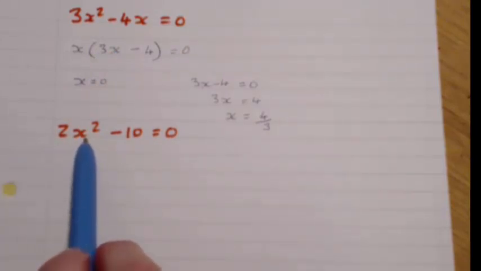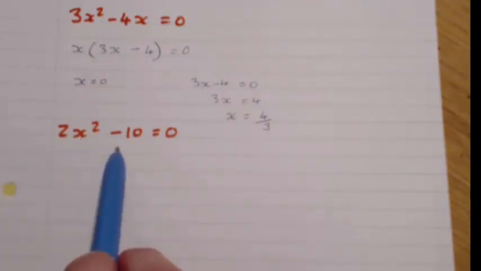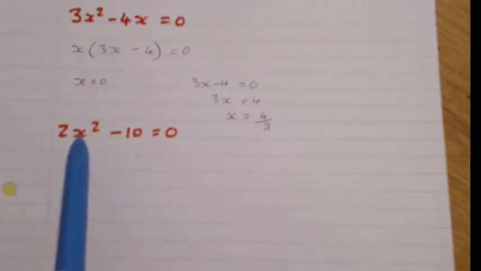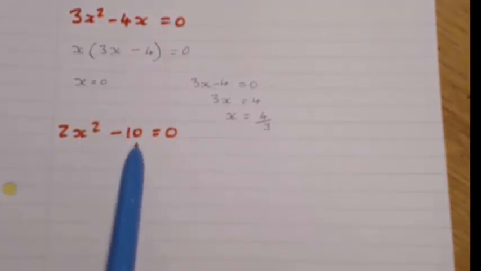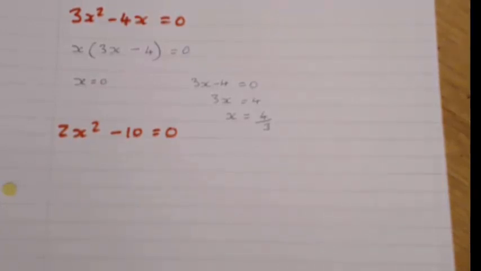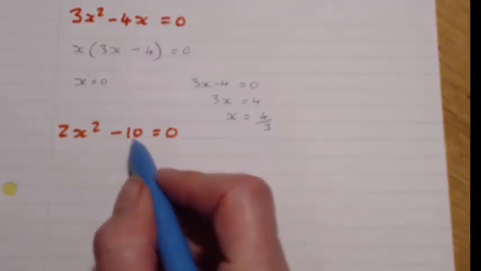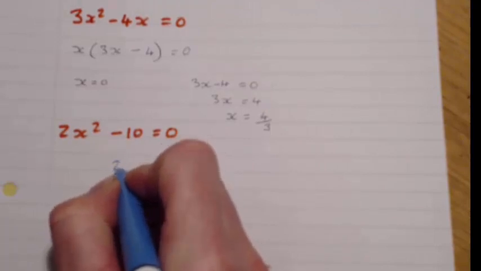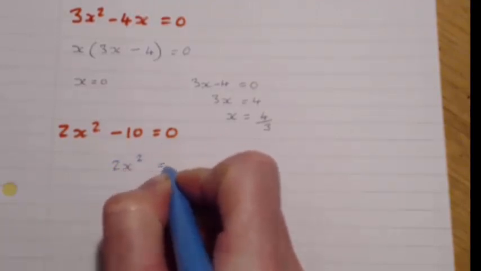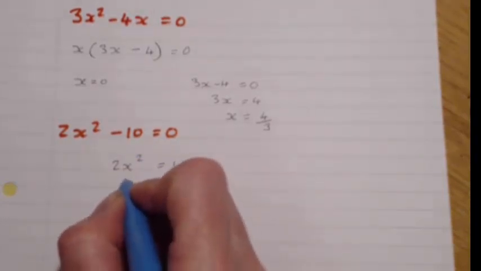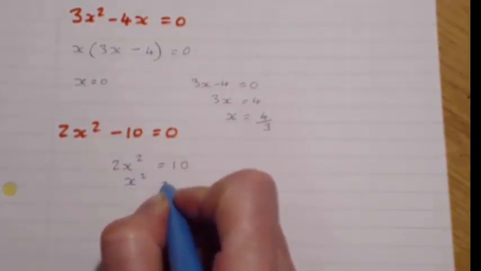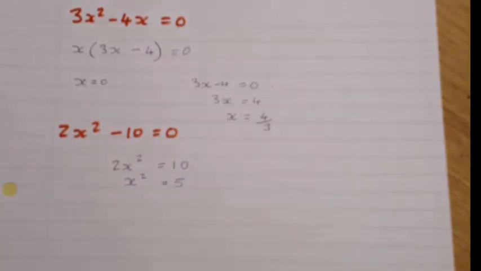This one's a bit different. There is a common factor, it's 2, but that doesn't help us an awful lot. This has got an x squared, that's a constant, so this we could solve in quite a different way. We could add 10 to both sides, which would leave us 2x squared equals 10. Now we can divide both sides by 2. x squared equals 5. Now, a quadratic has 2 solutions.